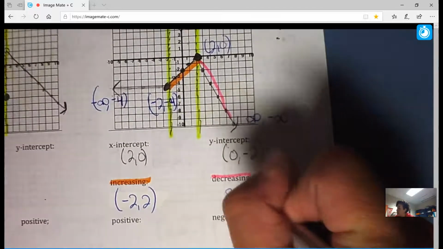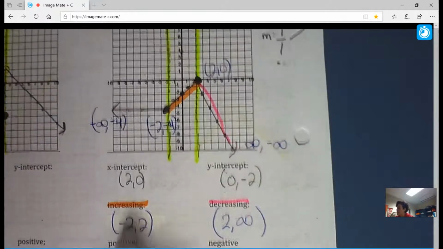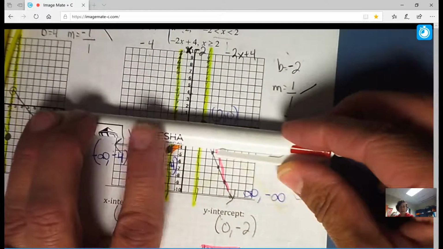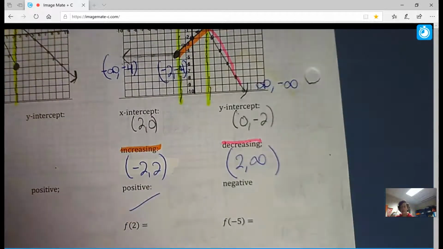So if you notice, every section is just building off of the next section. Positive. So this is where the y's are positive. So that's above the x-axis. And I actually don't have anything. So I'm just going to do this. Don't leave it blank. Mark that you realize that there is no answer to that one.